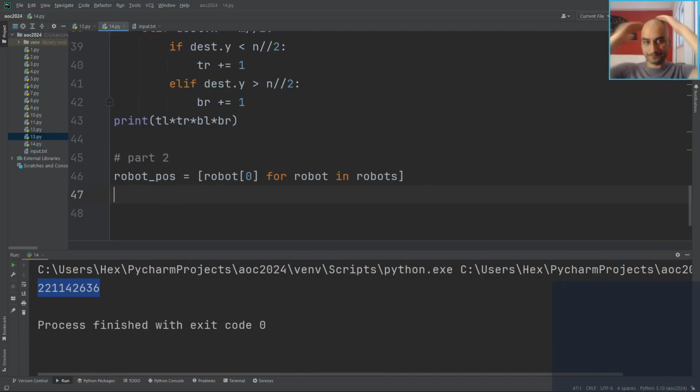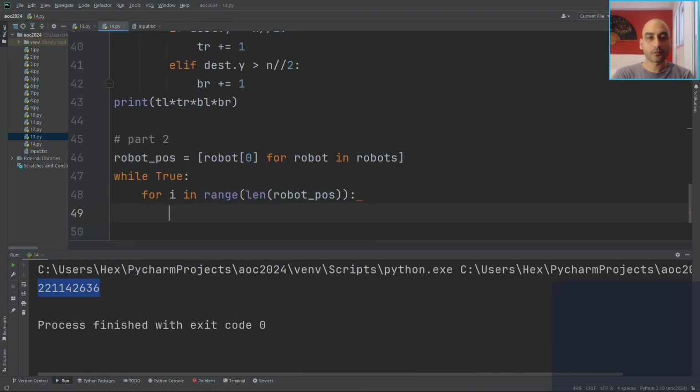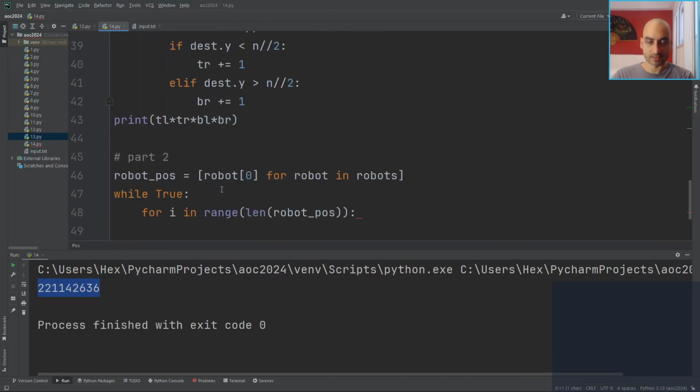And then we say while true, we just sort of move them all. So for i in range, then robot pause. We want to say now, this is where it would be useful to have a mod method. Still can't be bothered to put it in.